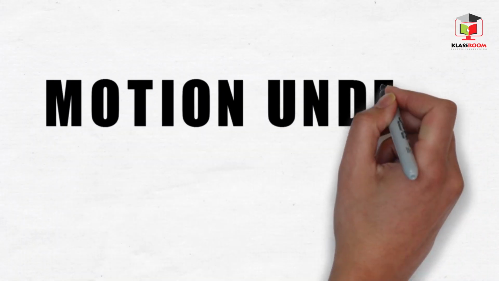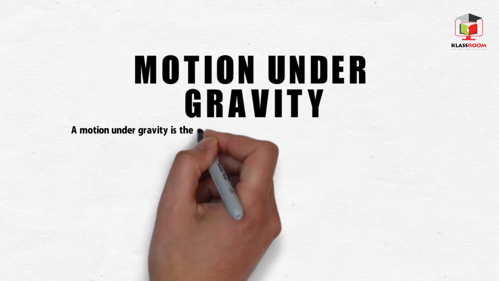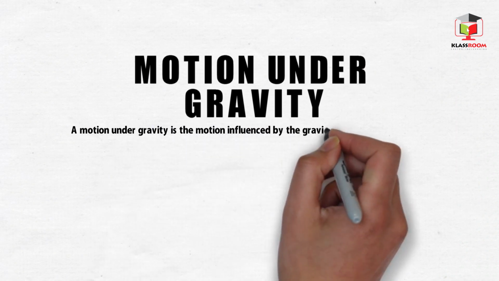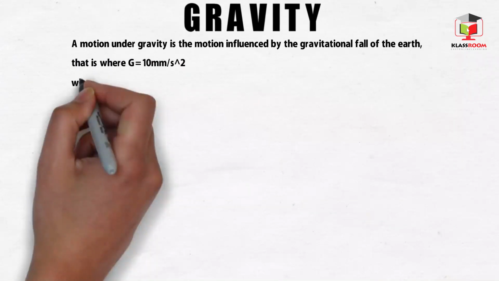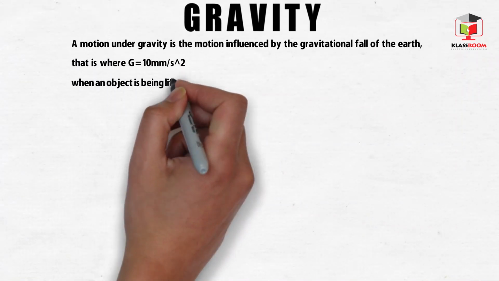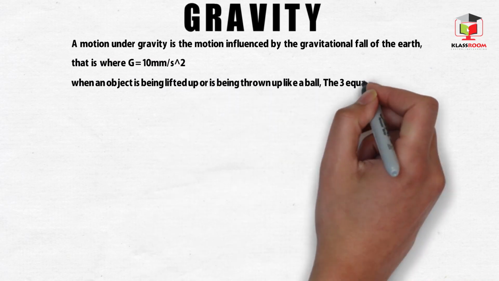Topic: motion under gravity. A motion under gravity is a motion influenced by the gravitational fall of the earth, that is, where g equals 10 meters per second squared. When an object is being lifted up or is being thrown up like a ball, the three equations of motion will be derived as follows.